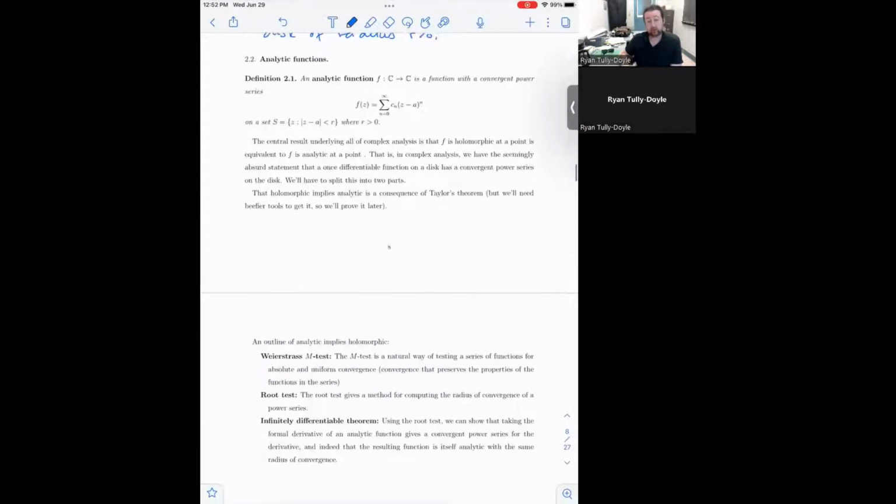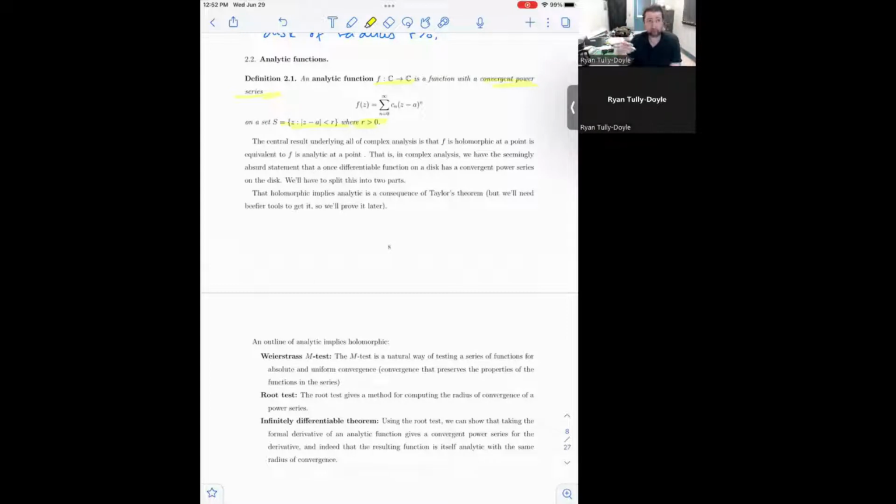So an analytic function, just like in real variables, is a function that has a convergent power series. And for us, we want that convergent power series not to allow the possibility that the radius of convergence is 0. So when I define an analytic function, I have a complex function that has a convergent power series on some set where that radius is not 0. So analytic functions are functions with convergent power series.